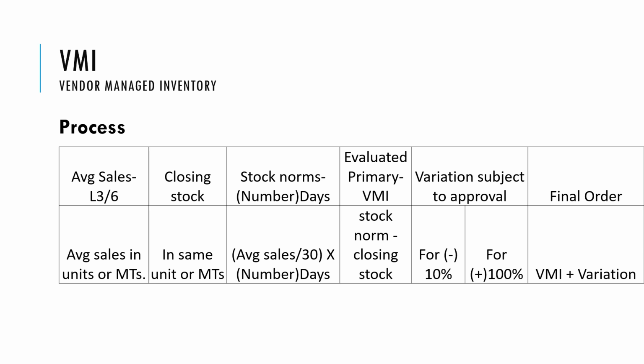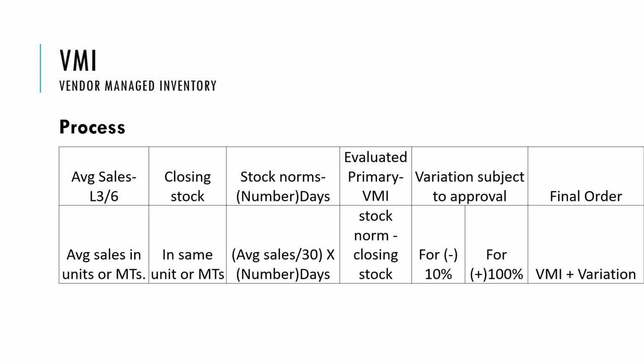For example, if your stock norm is saying that this particular SKU you should keep for 15 days, and the 15 days is coming, let's say, 150 cartons. Now the closing stock is 100 cartons. So definitely the primary will be 150 minus 100, which is 50 cartons. So your VMI will be 50 cartons.